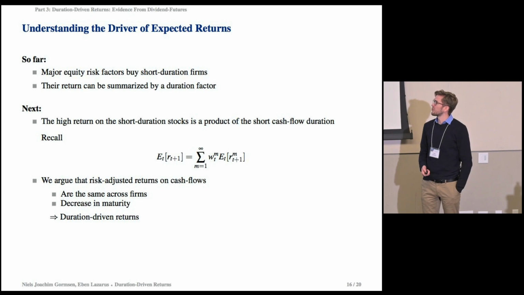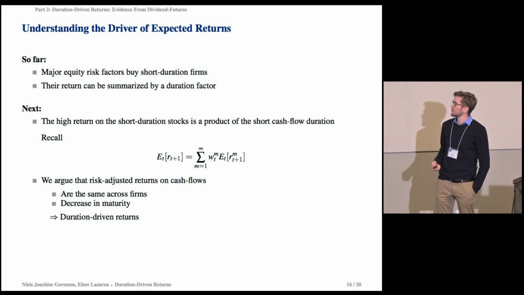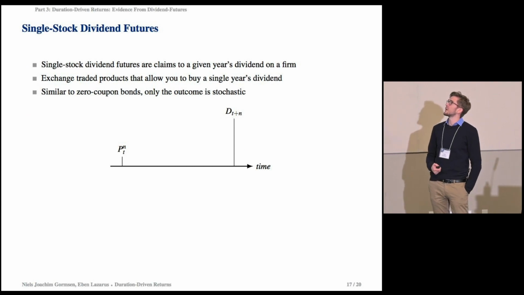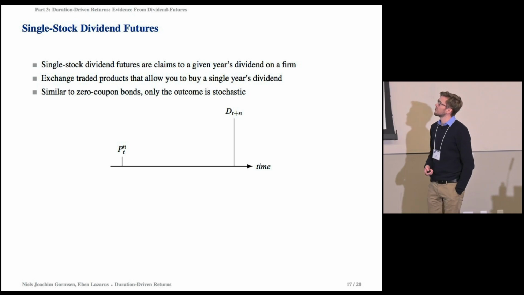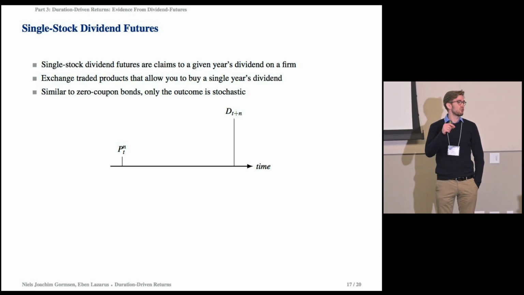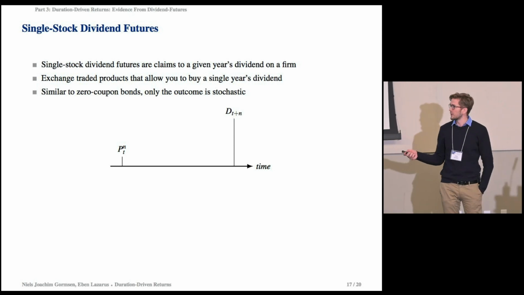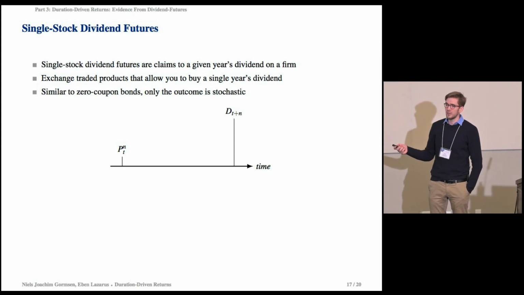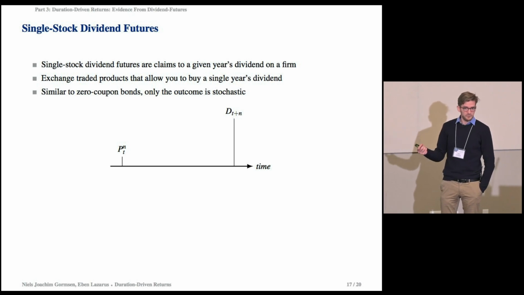Good. So this might seem like a difficult hypothesis to test, because how do you look at returns to individual cash flows? But as I mentioned, we have this new data of single stock dividend futures, which is pretty ideal for our purposes. Basically this is an exchange traded product which allows you to buy the dividend that's paid out on a given firm in a given year, right? So just to make clear, I pay a price today for receiving the dividends that are paid out 3 years from today on Apple, for instance.